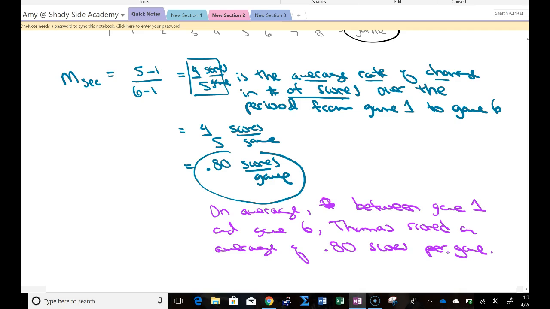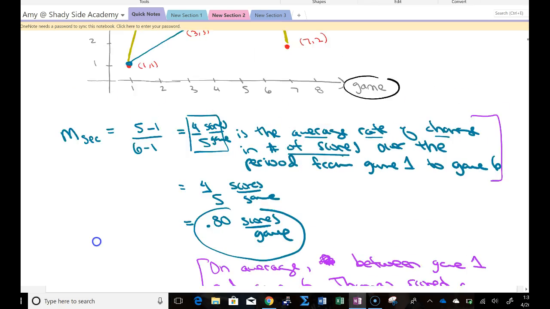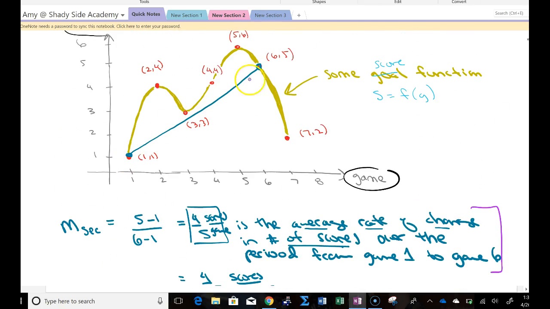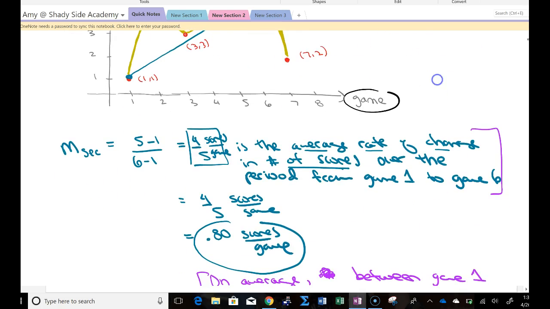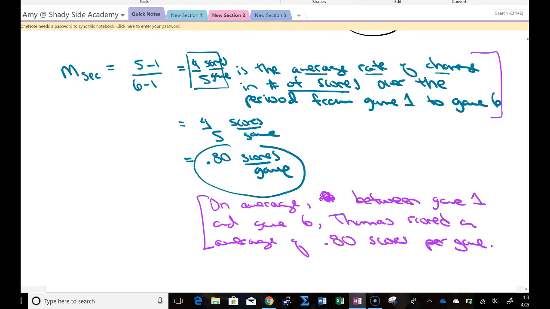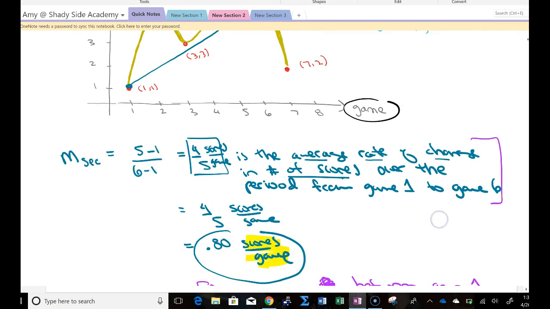Okay, so very important. This, I think, makes more sense than this. Whenever you're in context, there's always a nicer way to say that. So this is saying that if you look at the period of time between game 1 and game 6, on average, Thomas scored an average of 0.8 goals per game, or scores per game. Okay? Units here are ever so important. You knowing what those units mean is so, so important. All right, very good.